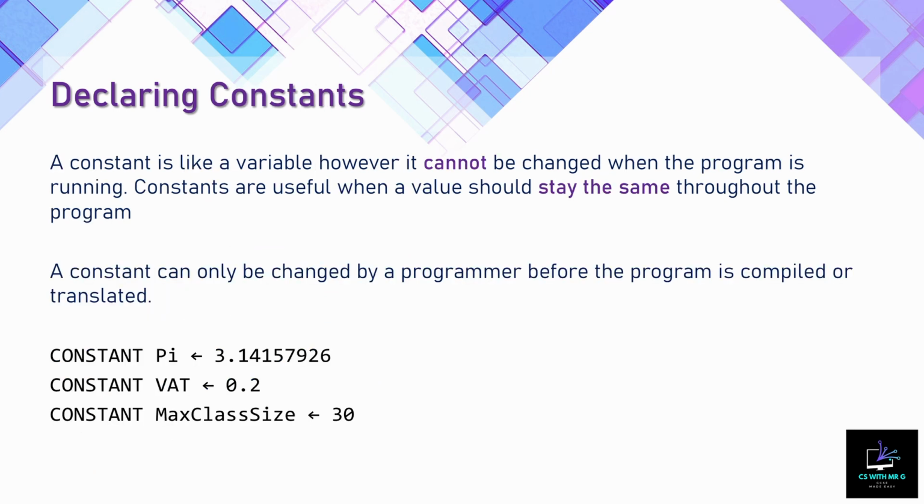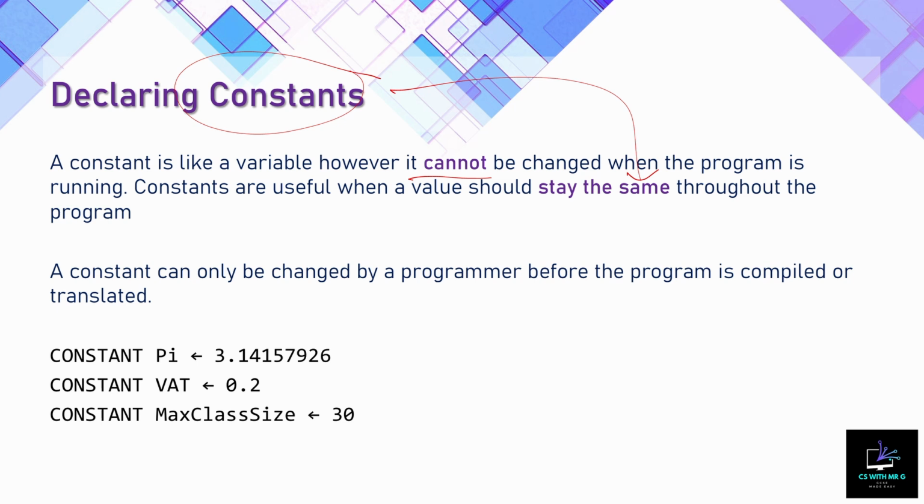The next term we need to look at is a constant, and a constant serves the exact same purpose as a variable. However, it contains a value that cannot be changed. Okay, so it constantly stays the same. So throughout the program, we create a constant value. We cannot change what's inside. The only way you can change what's inside a constant is within the lines of code before you run the program. Once you run the program or the program is compiled, you cannot then change the value inside.